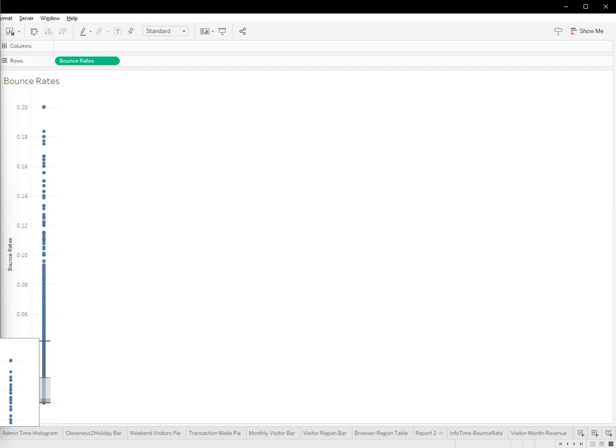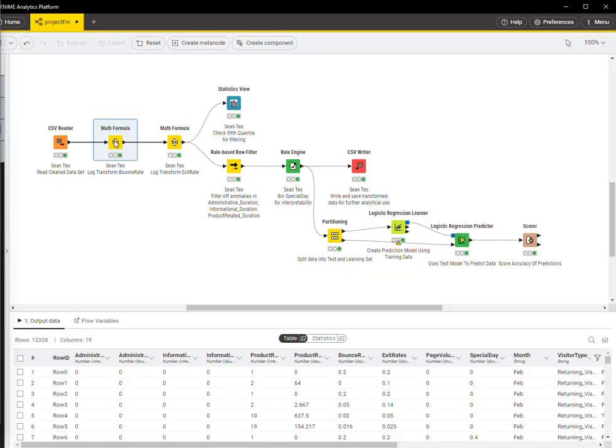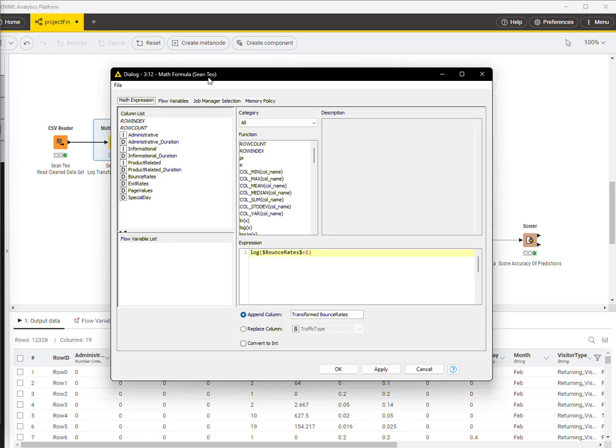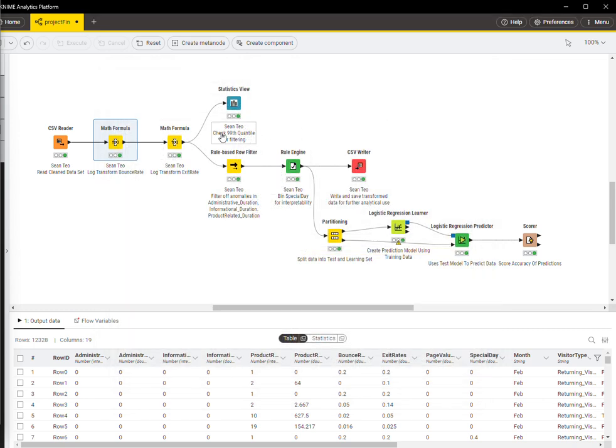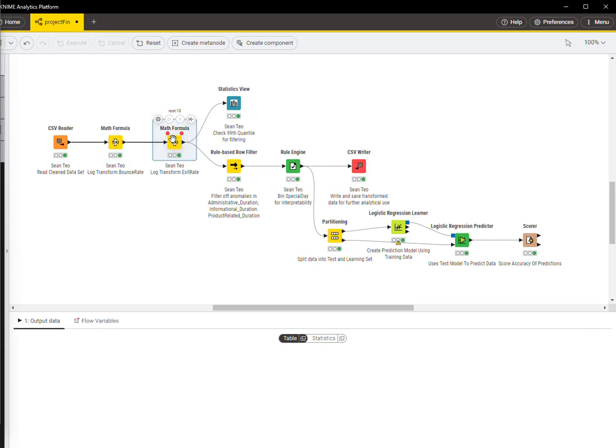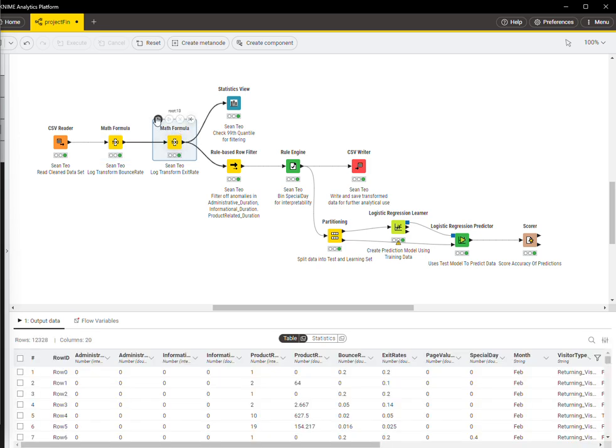I realized that there were a lot of extreme outliers beyond the upper whisker value of my box plots, as seen here for the variables bounce rate and exit rate, which could distort and reduce the accuracy of my statistical analysis and models by making them skewed. So to fix this, I used KNIME with the math formula node to normalize them by performing a log transformation to reduce the extreme outliers and skewedness, to make them more readable and better for more accurate data analysis and modeling.